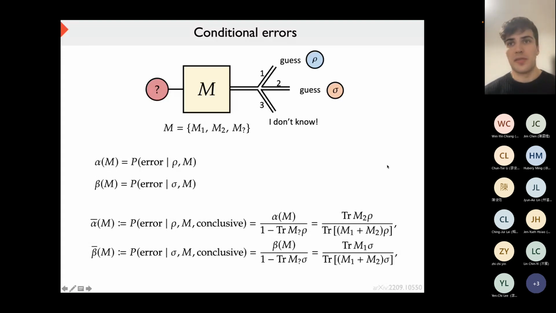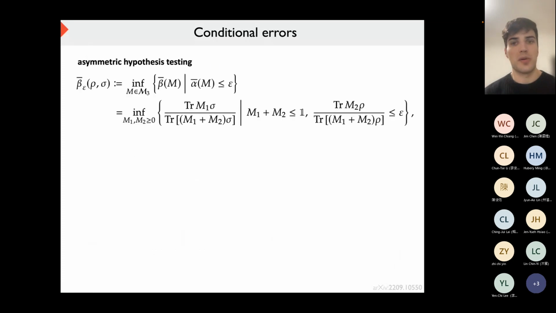Okay, so this is an asymmetric definition. We can also go into, yes. So when we define the optimized asymmetric error, we do it in the same way as before. We minimize over all measurements, but now the measurements are all three-outcome measurements. So we minimize the conditional type 2 error such that the conditional type 1 error is less than epsilon. And this is given by this optimization problem.